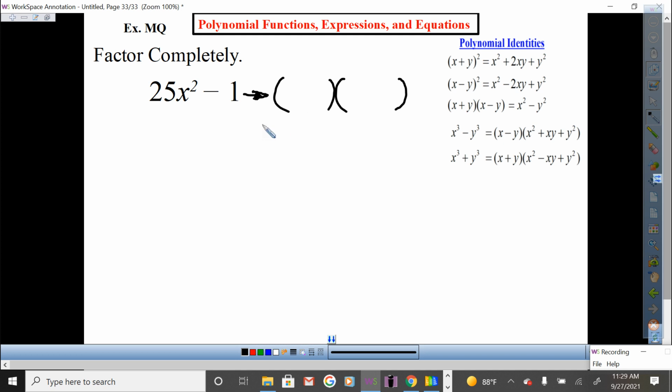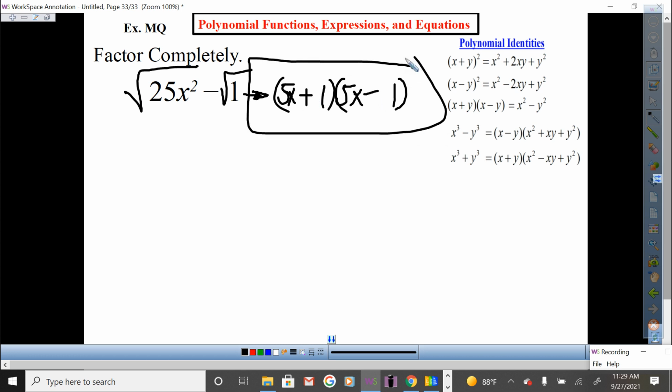Okay. So let me help you guys out. Can we take the square root of this one? Yeah, what is square root of 25? 5 and 5. Square root of x squared is x and x. Okay. Can we take the square root of this one? Yes, that's 1 and 1. So this is plus, minus. Hands, have you got that? Okay. All right. Let's do another one. Here we go.